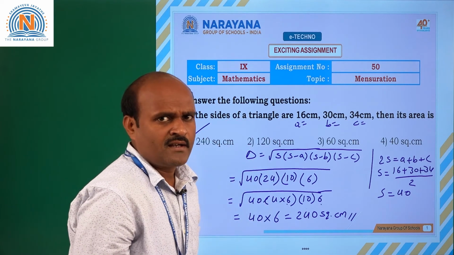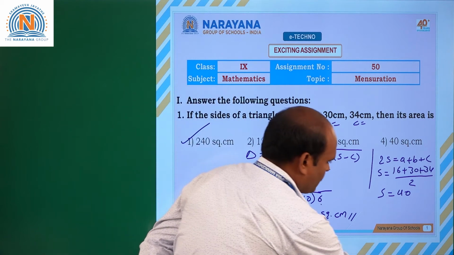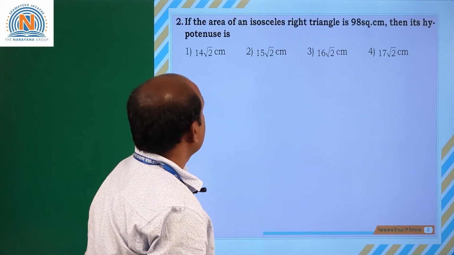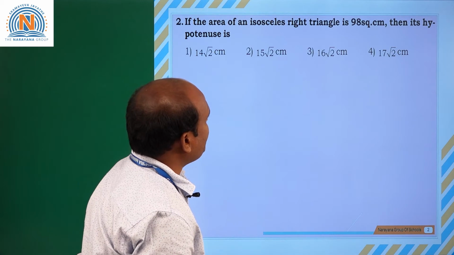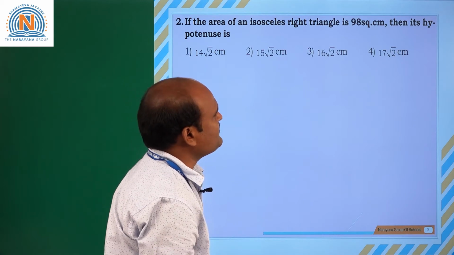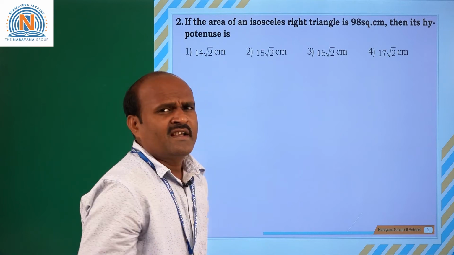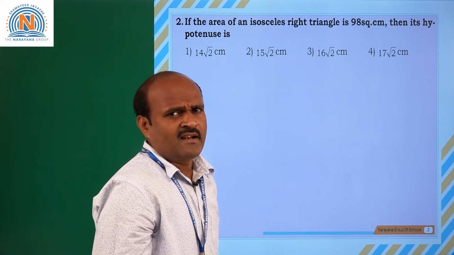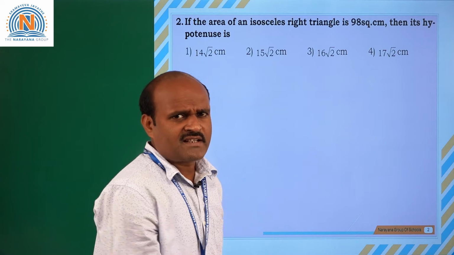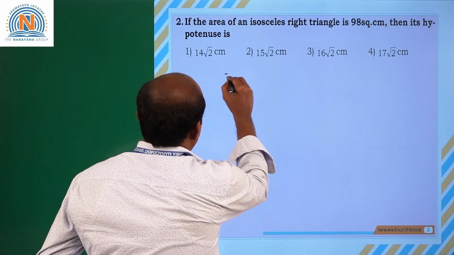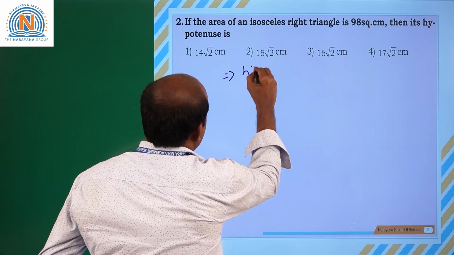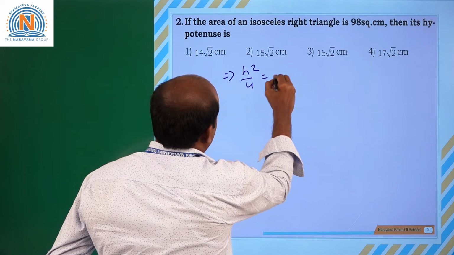So option 1 is the correct answer, right? Now coming to the next one. If the area of an isosceles right triangle is 98 square centimeters, then its hypotenuse is. In right angled isosceles triangle, what is the relation between hypotenuse and area? So that implies area h square by 4 is equal to delta.